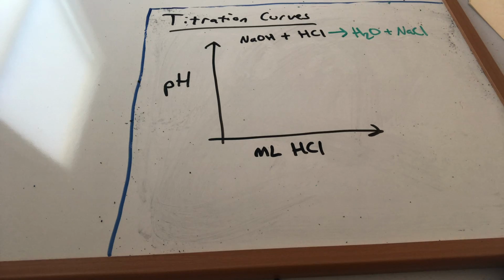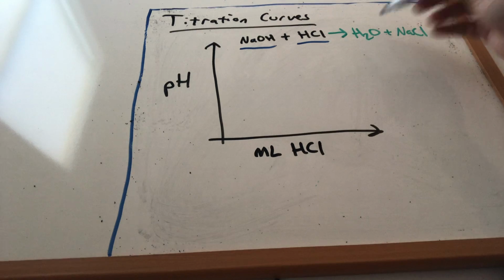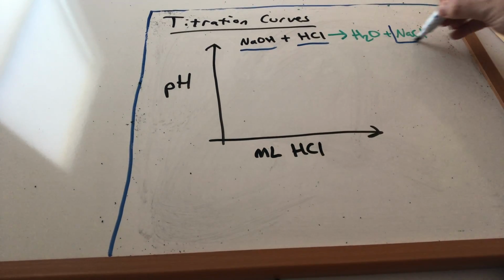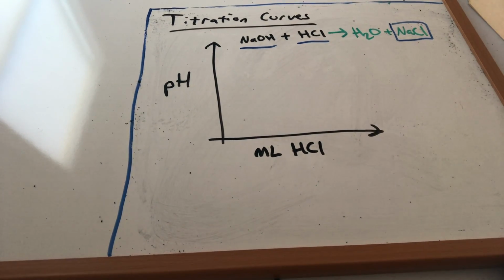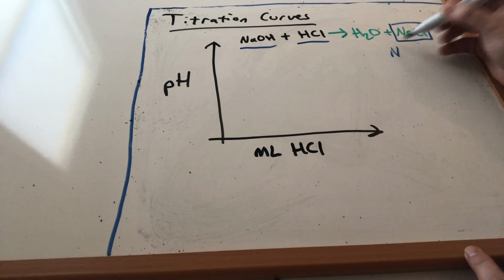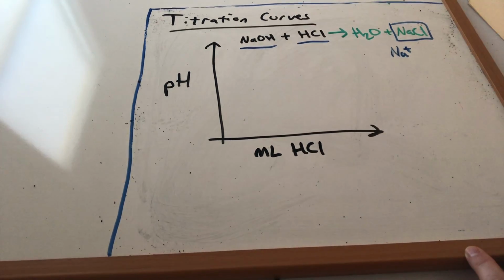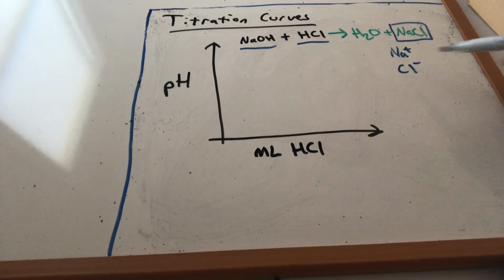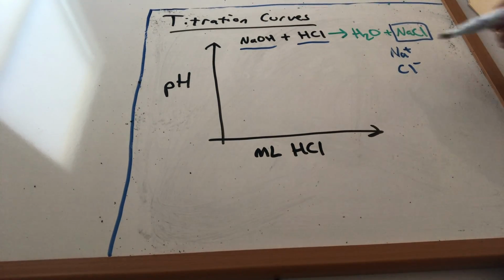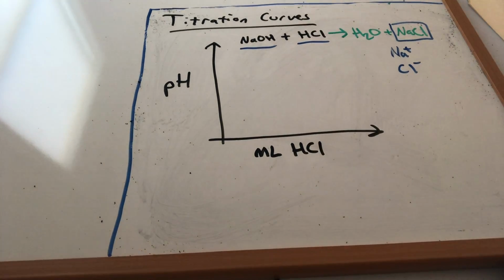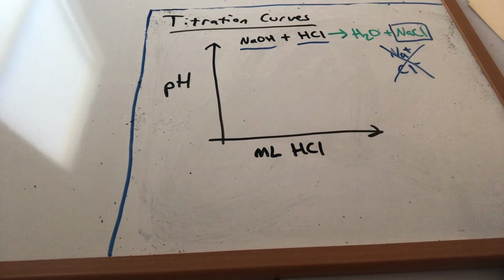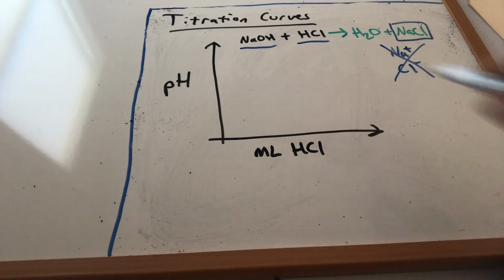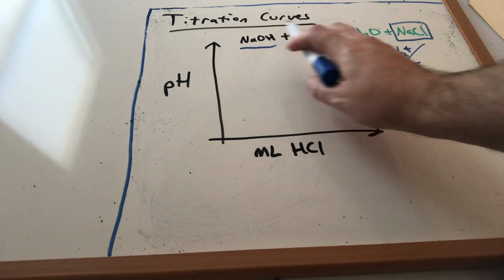Well, when you think about this complete conversion, you generate H2O, which doesn't affect the pH, and NaCl. NaCl is a salt that has an Na plus that comes from strong NaOH, and a Cl minus that comes from strong HCl. These conjugates of strong species, do they affect the pH? No.